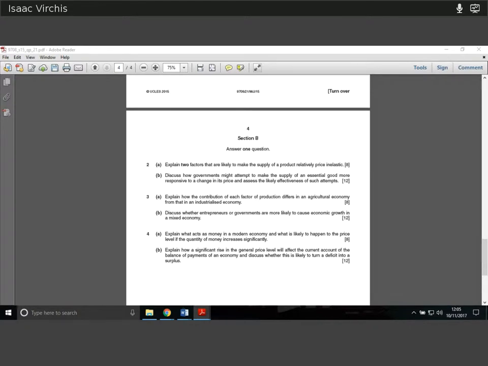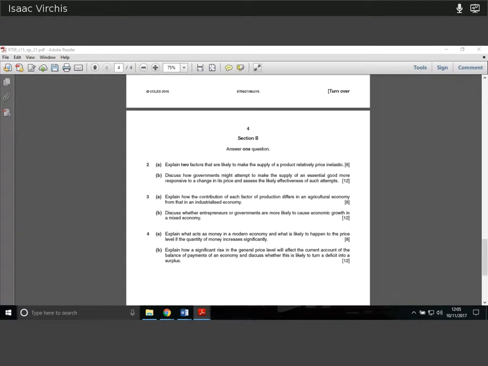Whereas the capital you need in the case of agriculture, you need the land, the good soil, but you also might need a tractor or a combine harvester. But often a lot of these jobs can be done by humans. So maybe there's less emphasis on capital. So basically what this question is doing is asking you to draw out some of these comparisons and think about these different types of economies.